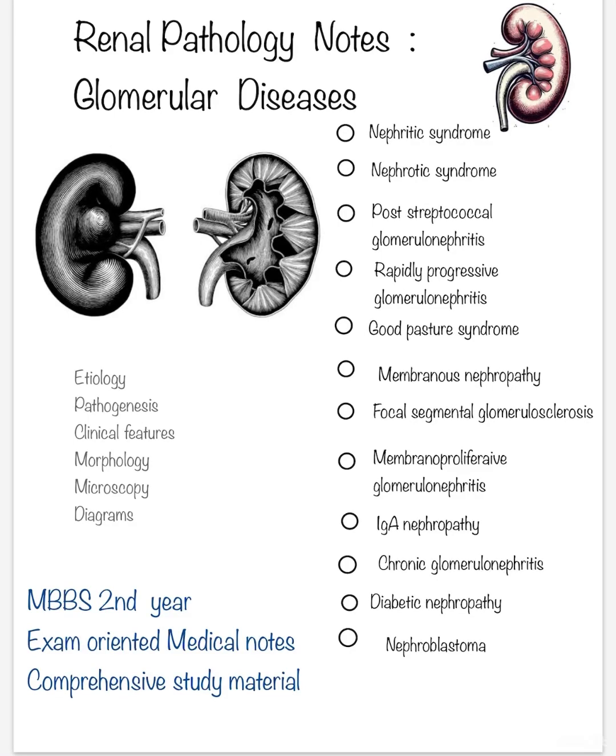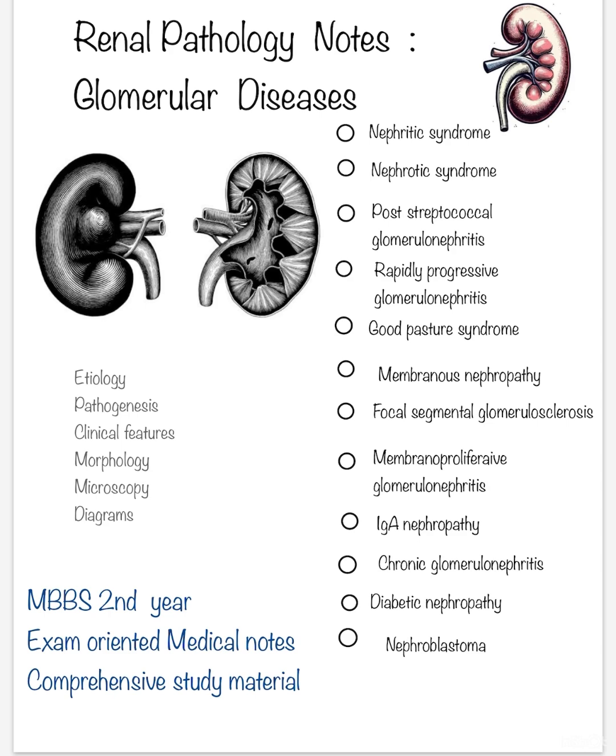Today we will study about the glomerular diseases, the pathology of glomerular diseases. In this session, we will study about the nephritic syndrome, nephrotic syndrome, post-streptococcal glomerulonephritis, rapidly progressive glomerulonephritis, Goodpasture syndrome, membranous nephropathy, focal segmental glomerulosclerosis, and membranoproliferative glomerulonephritis, IgA nephropathy, chronic glomerulonephritis, diabetic nephropathy, and nephroblastoma or Wilms tumor.